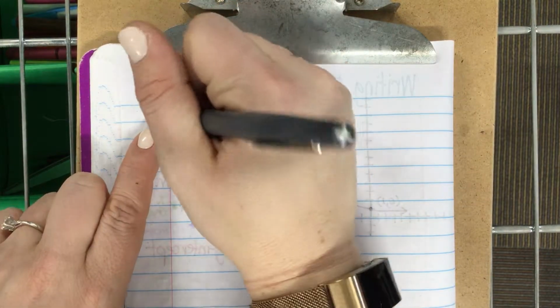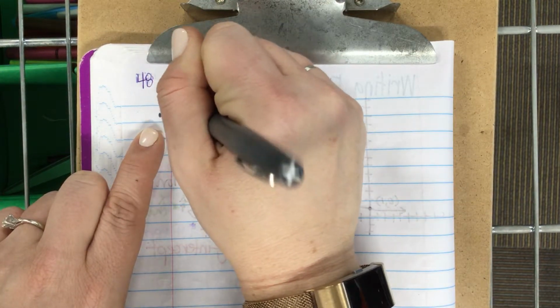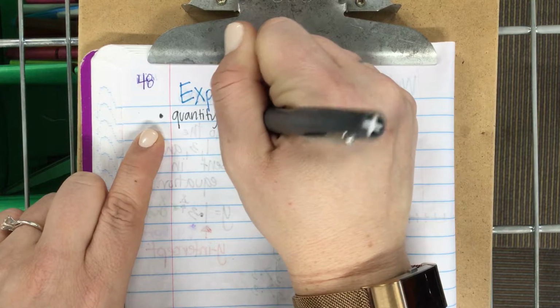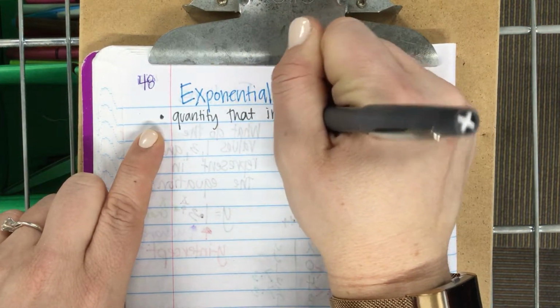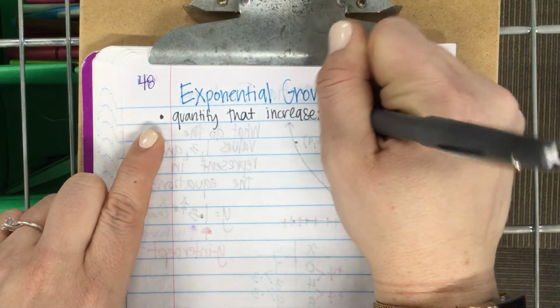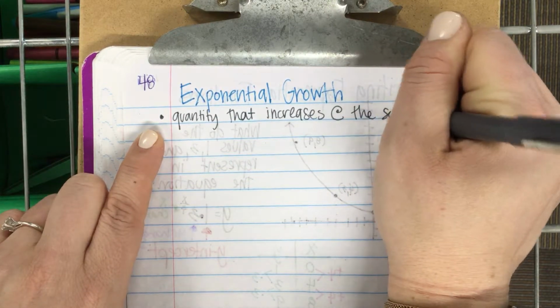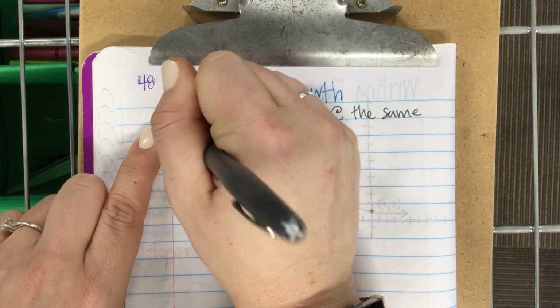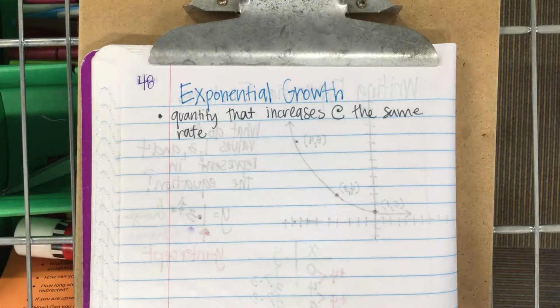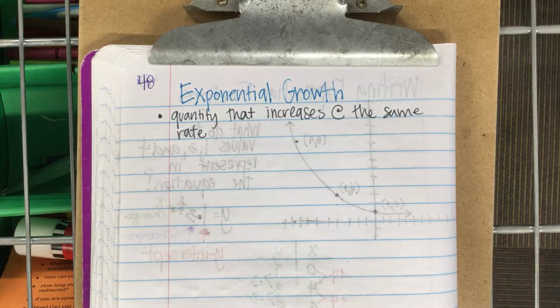Exponential growth, by definition, is a quantity that increases at the same rate. Exponential growth is a quantity, a value, right? Exponential is a number, yes? That grows at the same rate over time. Exponential growth.